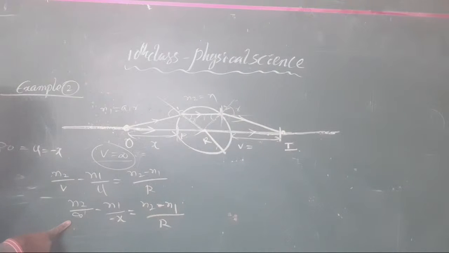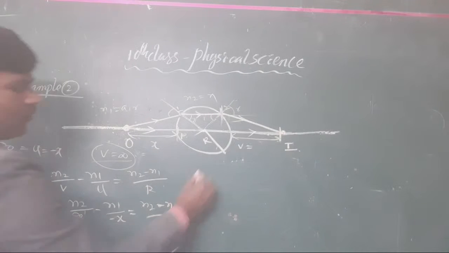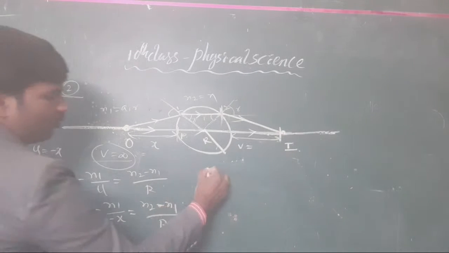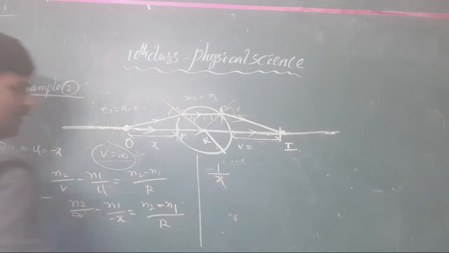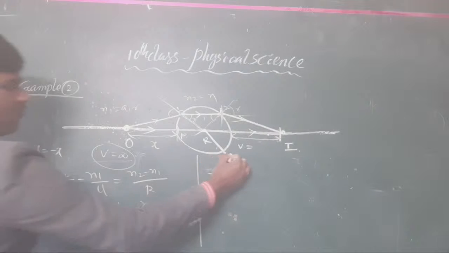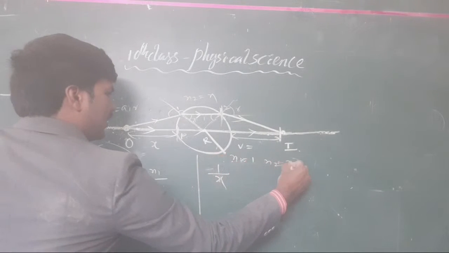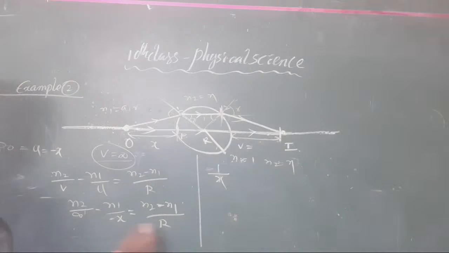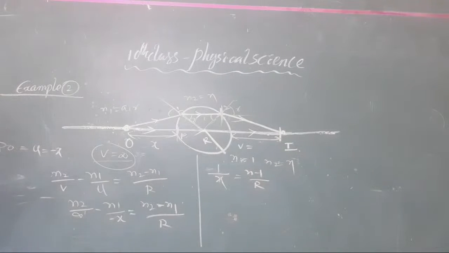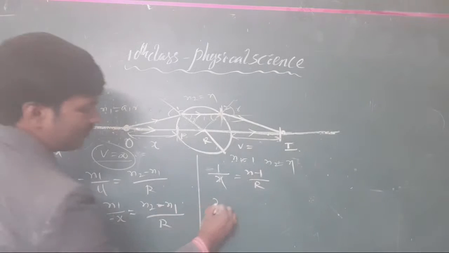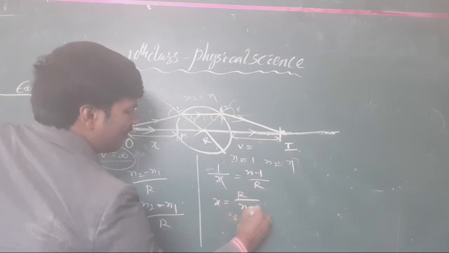First I have applied only the distances here. Now what will we get? This becomes 0. Now minus of minus becomes plus, so it is written as 1 by x. Okay, clear or not, all of you? Why? Because n1 is equal to 1 and n2 is equal to n. Now it is also written as n minus 1 by R. Okay, clear or not, all the students? 1 by x is equal to n minus 1 by R. Now automatically x is equal to R by n minus 1.